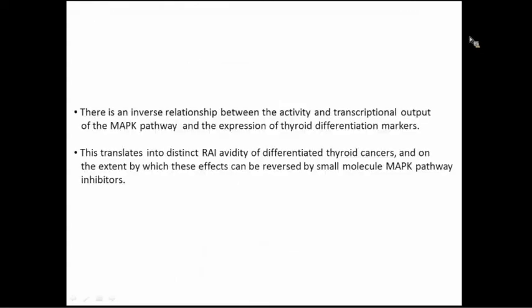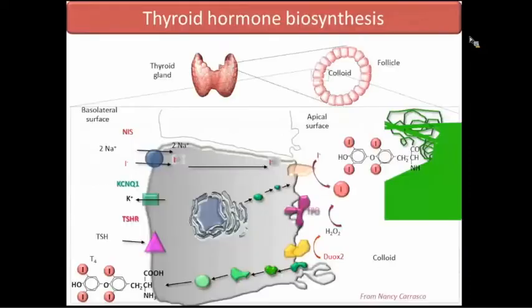So what I've said so far is this inverse relationship between the activity and the transcriptional output of MAP kinase, the expression of thyroid differentiation markers, and this translates into distinct RAI activity. So the dirty secret here is that we have a problem with this approach.